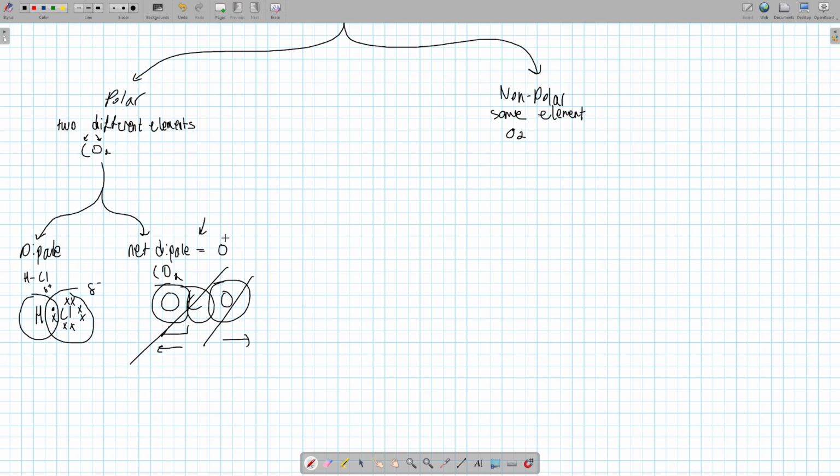So, when net dipole equals 0, we say that it is not a polar molecule. Okay? It's not polar. But does it have polar bonds? Absolutely. But is it a polar molecule? No.